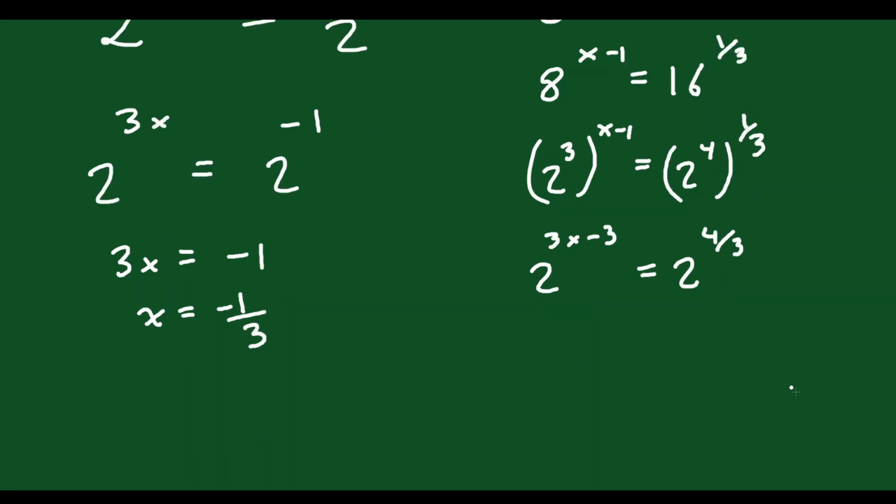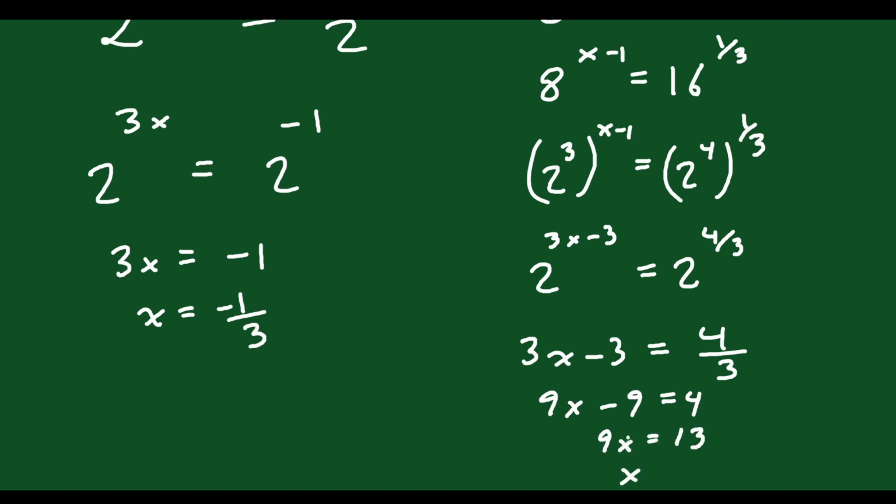From here, same as in the last question, once the bases are the same, you can equate the exponents. So 3x minus 3 equals 4/3. I would multiply everything here by 3, so you get 9x minus 9 equals 4. Bring that negative 9 to the other side. 9x equals 4 plus 9, which is 13. Divide both sides by 9. X equals 13 over 9. That should be your final answer.